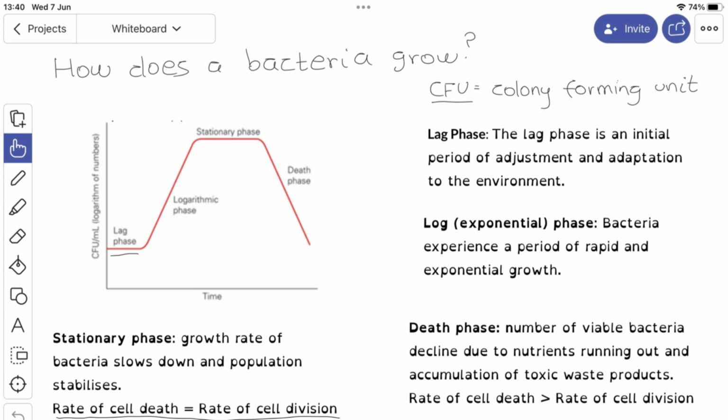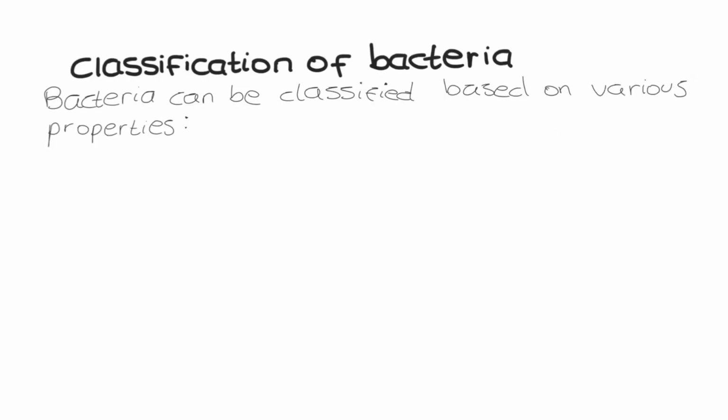And of course, in various industrial processes, the aim is to try and maximize the length of the logarithmic phase and the stationary phase, whilst minimizing the length of the lag phase and trying to delay the onset of the death phase. Now let's talk a little bit about the classification of bacteria.